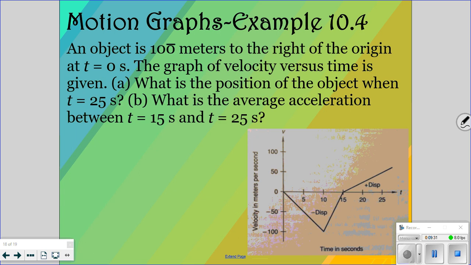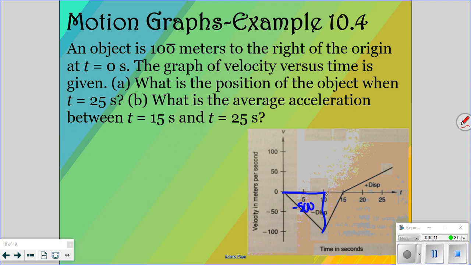Okay, so now we're going to look at another example. They want to know what is the position when t equals 25. So the book is showing you this is a negative displacement and this is a positive. If it's below the x-axis or the t-axis, it's negative, and if it's above it, it's positive. So I'm going to break this into a triangle. And so that's a 10 and a 100, and divide by 2. Which is going to be a negative 500.